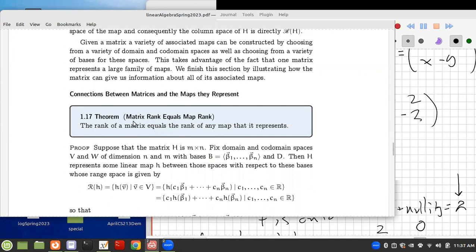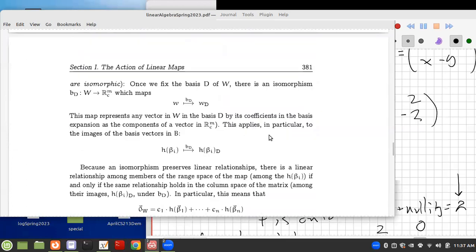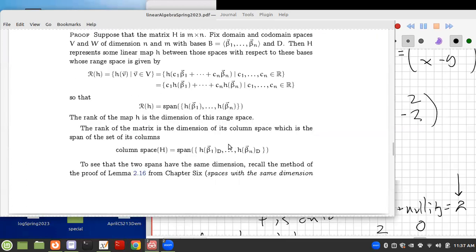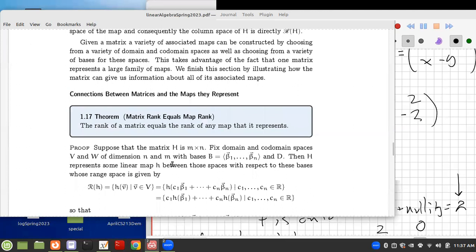This is what I just quoted to you: the matrix rank equals the map rank. The rank of a matrix equals the rank of the map that it represents. And there's a proof here that goes through and argues, and let's just review that.